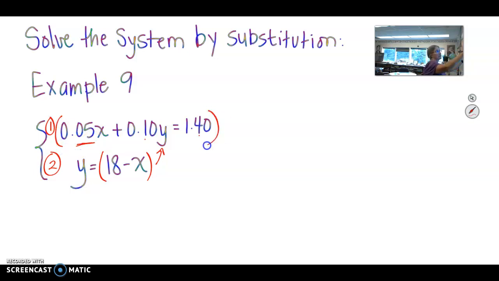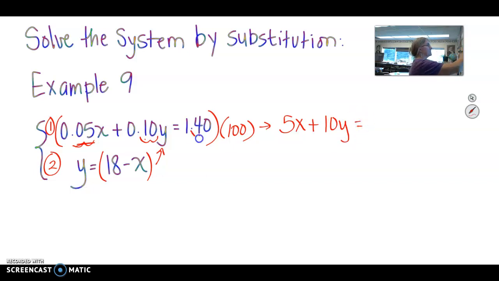So if you want to get rid of all of the decimals, we can multiply every term by 100. And all it's going to do is move the decimal over 2 places. So if I multiply by 100, I get 5x plus 10y, because moving this over 2 places would be 10y, and then move this over 2 places, you get equals 140.